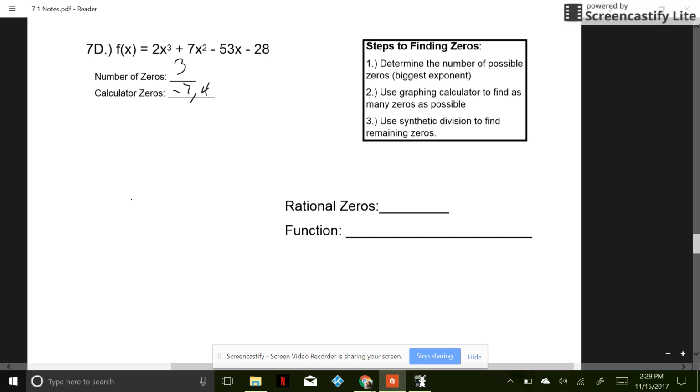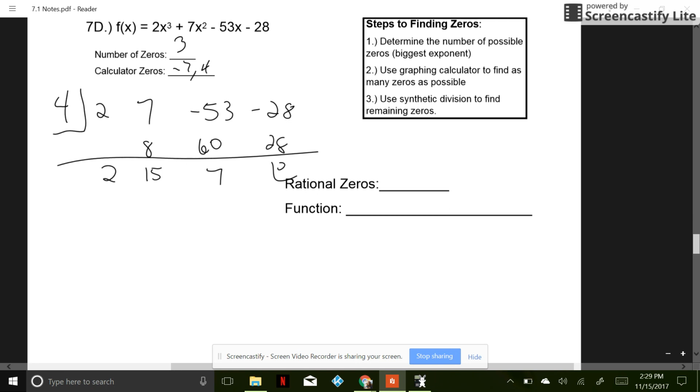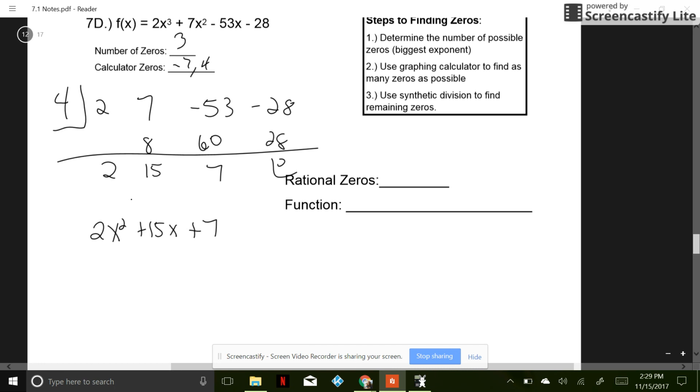So I want to use the synthetic division again here. So I'm going to use 4. We'll have 2, 7, -53, -28. Bring down the 2, multiply to get 8, 15, 60, add to get 7, 28. There's my 0. So this means my function is 2x squared plus 15x plus 7.